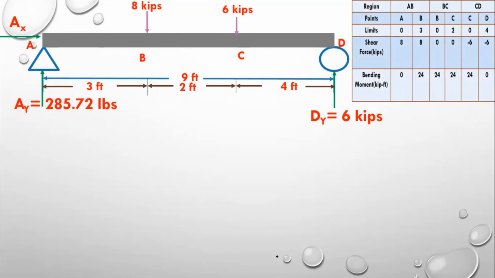So now I'm going to construct the shear force and bending moment diagram. First of all, I have to drop the lines or offsets from the points A, B, C, and D. So this is the point A line, point B line, C, and D.